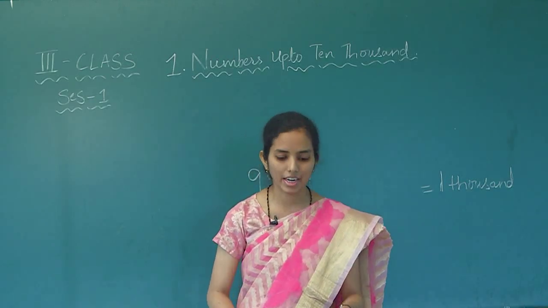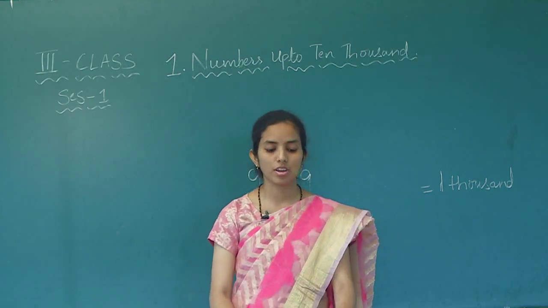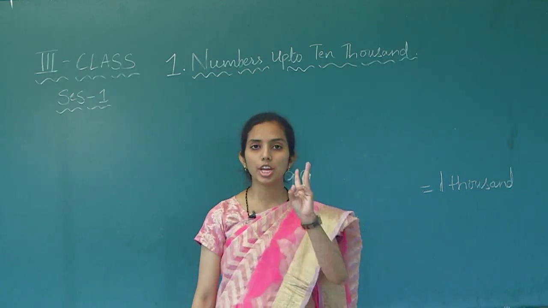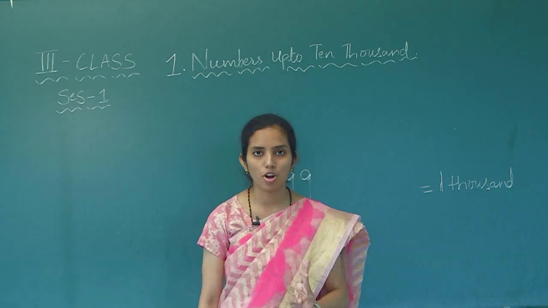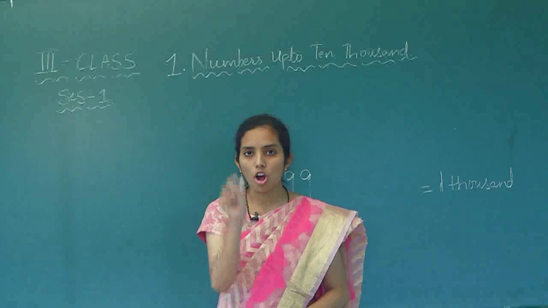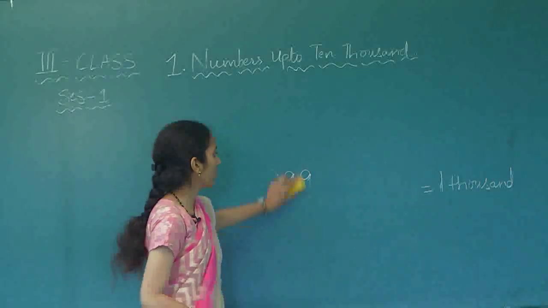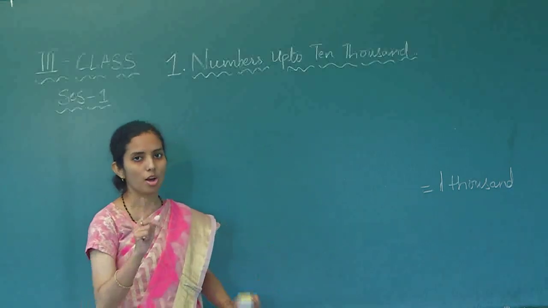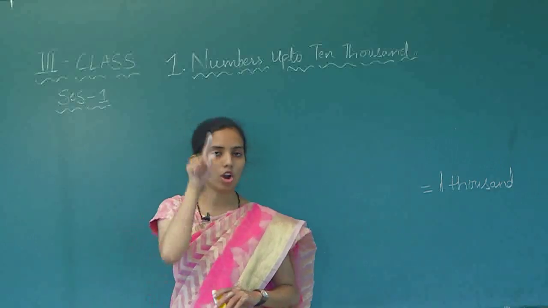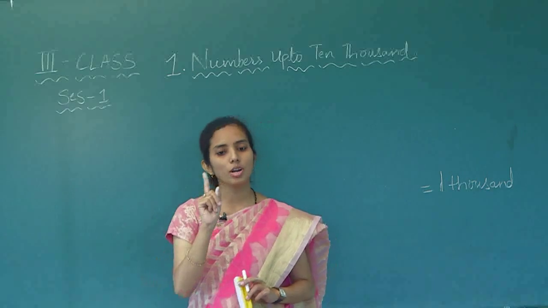Page number 8. So what is given here? Forming of numbers. What did he give us? He gave 3 boxes, 2 squares and 5 columns. So what did I tell you? Whenever we see a box, it represents 1,000, a square represents 100, a column represents 10, and an individual box represents only 1.